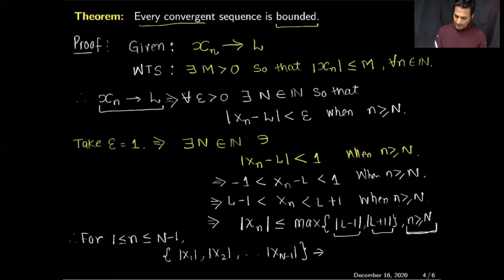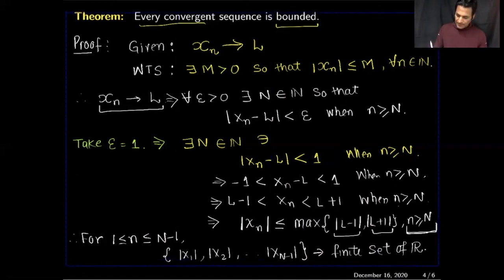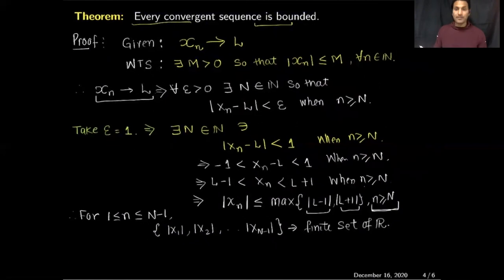And clearly this set is a finite set of real numbers. And it is intuitively clear that if a set is a finite subset of real numbers, it must have a maximum.